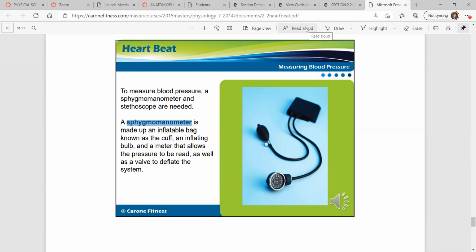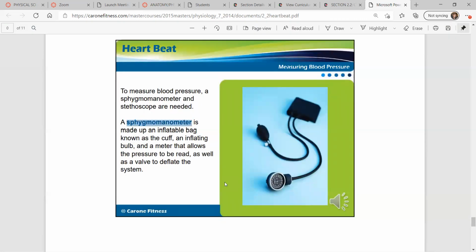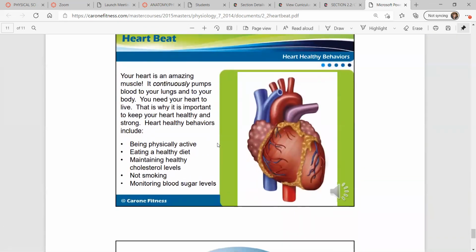Let me hear that read out loud. Sphygmomanometer. That's a lot of syllables for that word. So practice saying that word a lot.